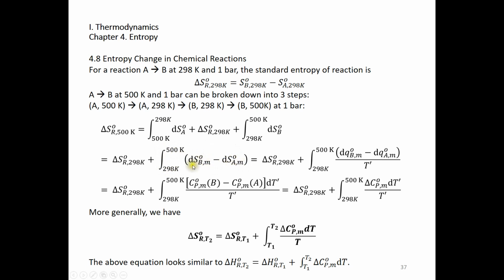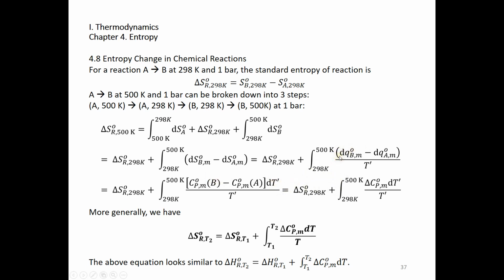Now if you look at this, we can rewrite dS as dq over T for reversible processes. So over here dS is dq over T, so we have this equation. And we do know dq is C dT, so dq of B per mole B is just C_P,m of B, alright, times dT.